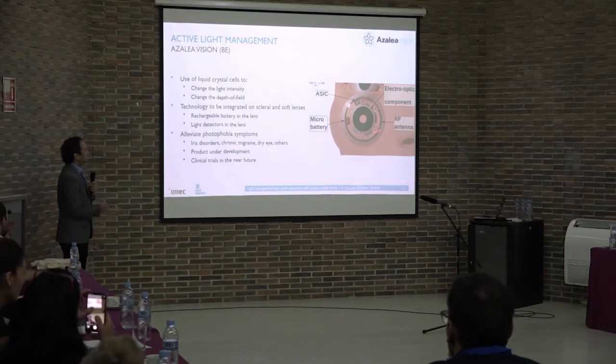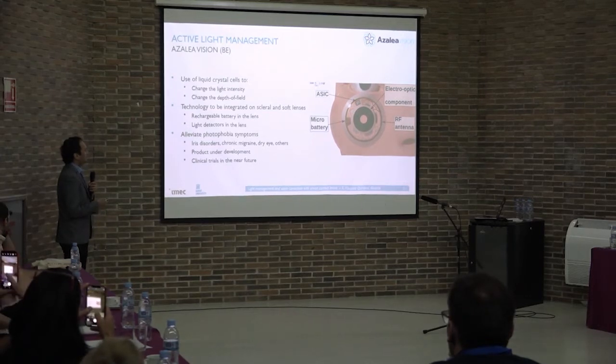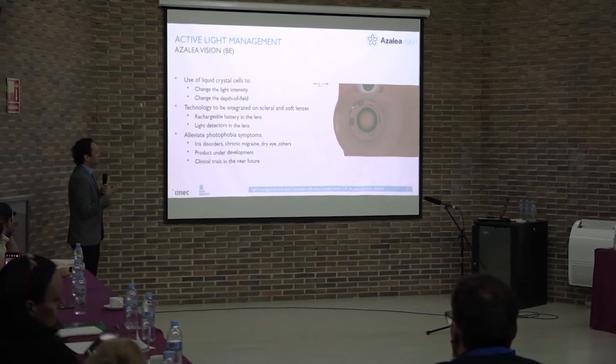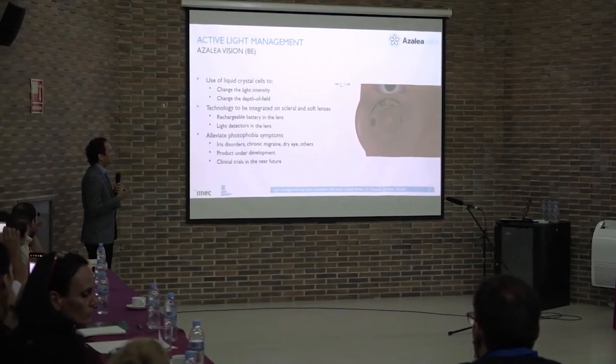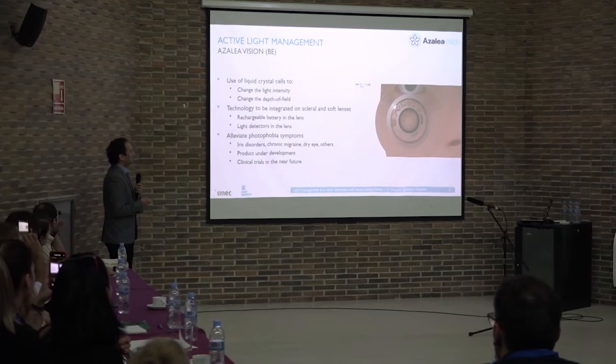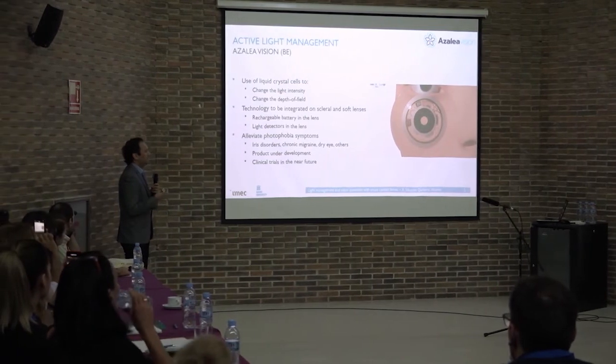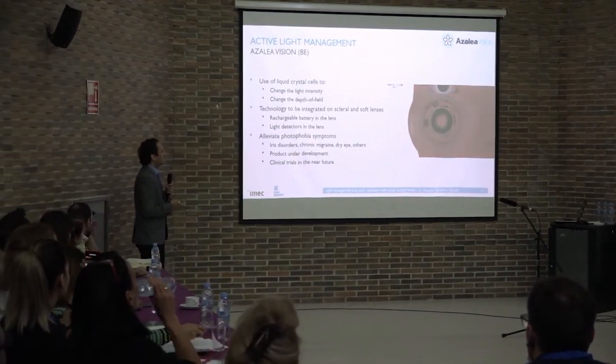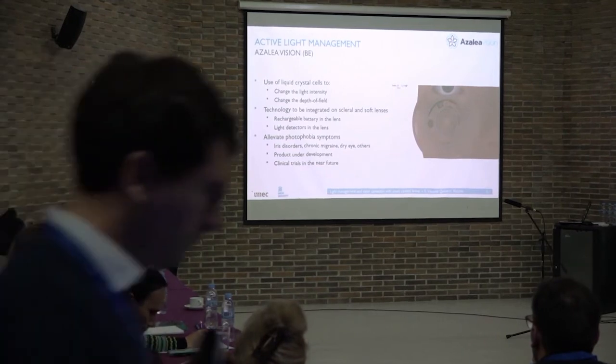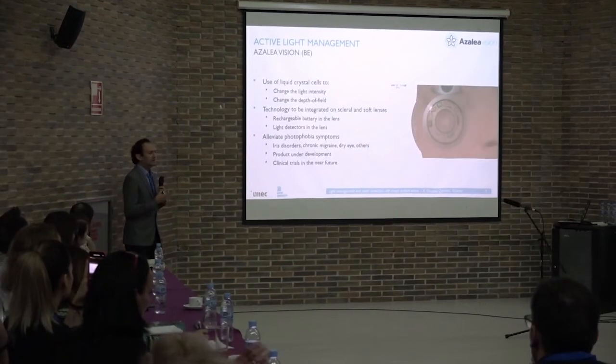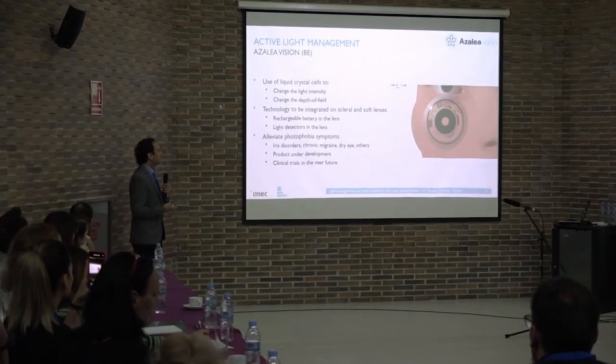We have a micro battery here in the corner, a special silicon chip for the light, and in the center, the liquid crystal part, which, as you can see, we turn on and off automatically. When the chip detects that it's too much light, then we can turn it on, it becomes darker. If it's dark, then turn it off, so then you can see better. And this just happens continuously throughout the day.